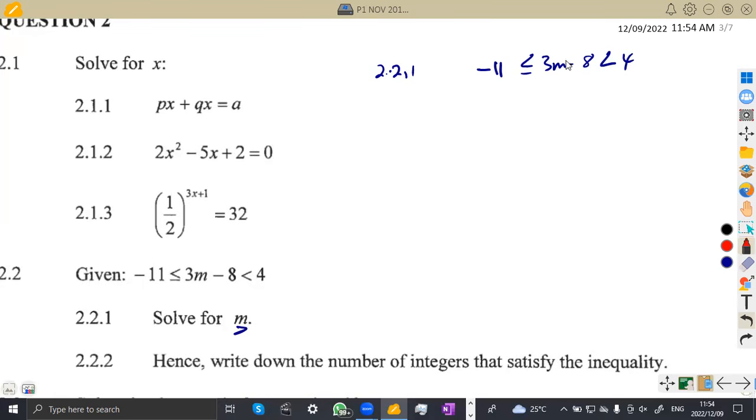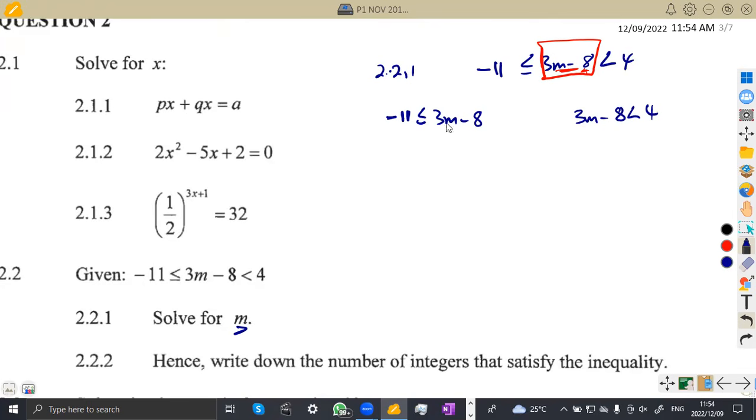If you are given this type of inequality, you separate the inequality by the middle term, or the middle expression. In this case, it's actually an expression in the middle, so that is the one that is going to separate the inequalities. So the first inequality here, we are going to have -11 less than or equal to 3m minus 8. So we have separated up to this expression. On the other one, we are going to start with that expression again, which is 3m minus 8 is less than 4. So this is what we have.